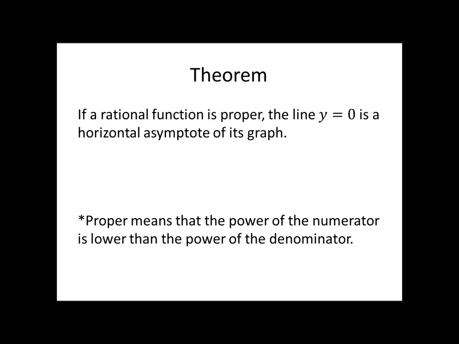When you were first learning about fractions, you learned about proper and improper fractions. 2/3 is a proper fraction because the smaller number is on top. 3/2 is improper because the smaller number is on bottom. It's the same idea here, except we're talking about powers. So if you see a proper rational function, you know that it has a horizontal asymptote at y equals 0.